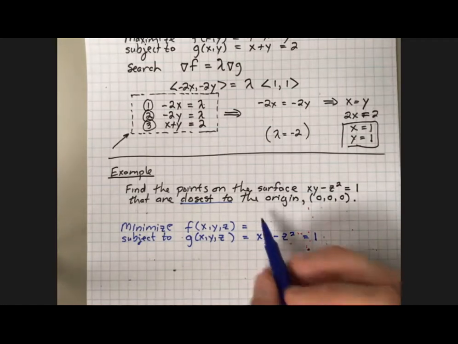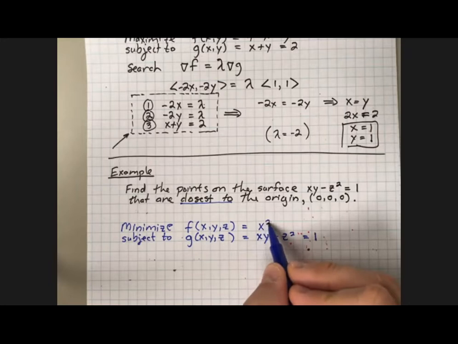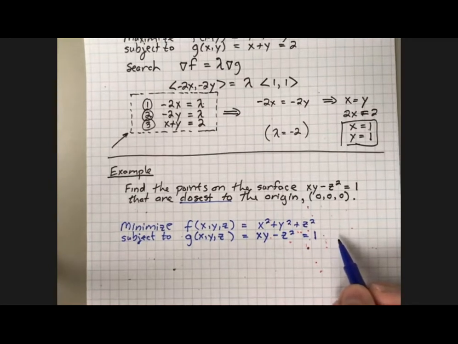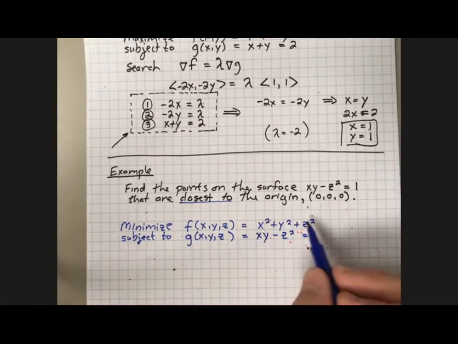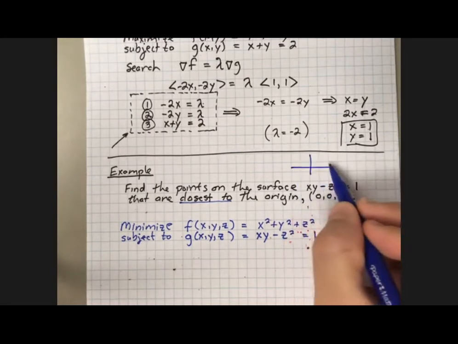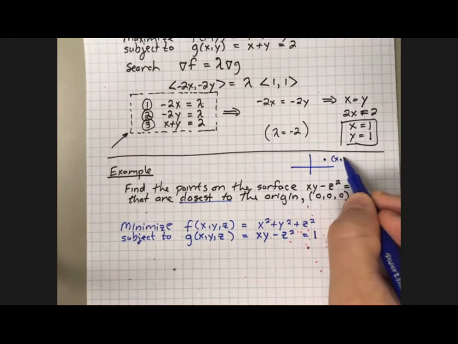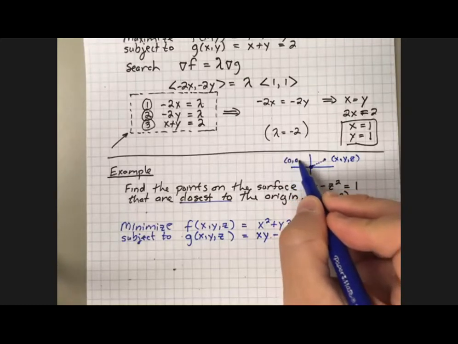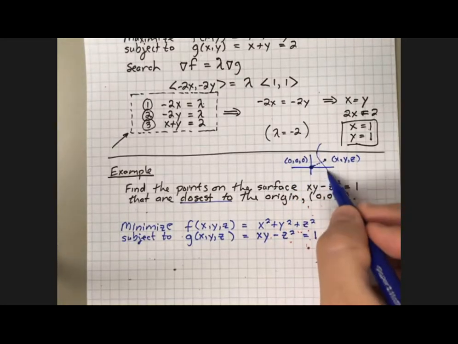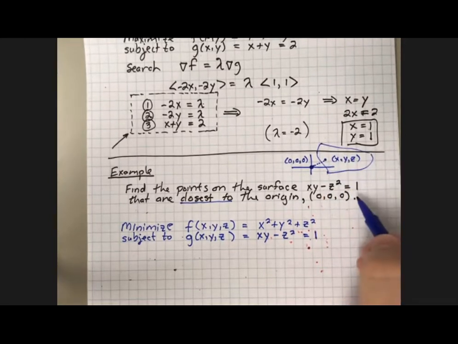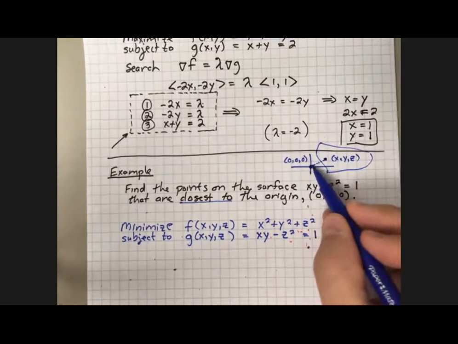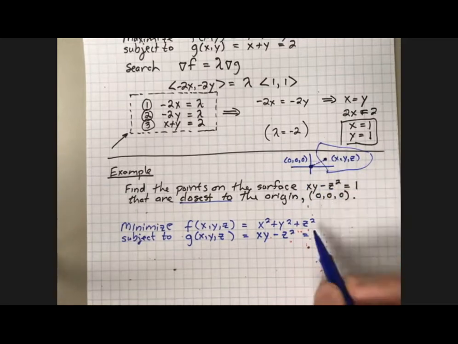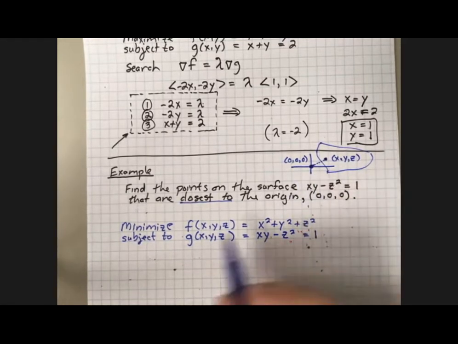But let's be clever right here. Instead of minimizing the square root of something, because that can get into some awkward derivatives, why don't I minimize the sum of the squares from 0, 0, 0 to some point x, y, z on this unknown surface? Now remember, the distance is the square root of x squared plus y squared plus z squared. X minus 0, y minus 0, z minus 0. That already has a convenient form. The distance is the square root of that.